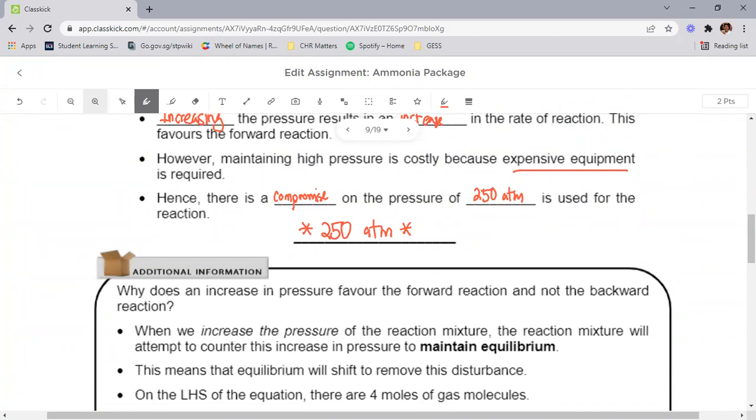Please don't be shocked because sometimes when you see other school papers or some texts, they may not use 250 atm. Sometimes they may use 200 atm. It's actually fine also. In actual fact, the range of pressure that can be indicated is from 200 to 250. But when you are writing your answer in your exam questions, please use 250.